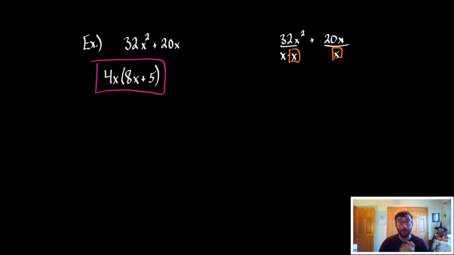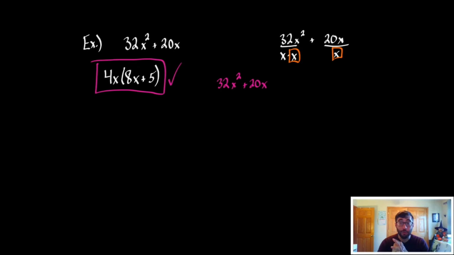And once again, if you want to double check, feel free to double check. If I were to multiply that out, 4 times 8 is 32. x times x is x squared. 4x times 5 would be 20x. That's exactly what our original problem was. So that means that we factored it correctly. And that is factoring out the greatest common factor.